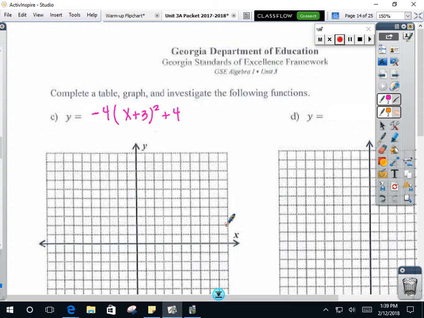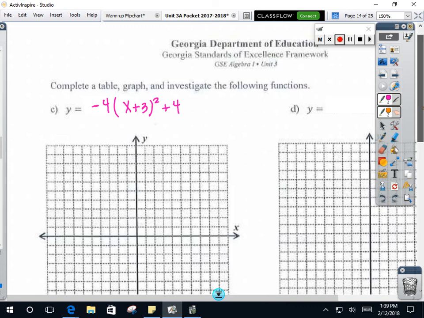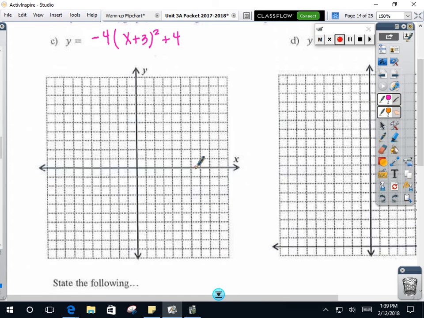Okay, so the first thing I'm going to do is get my vertex on here and my axis of symmetry before I even use the calculator. What is the A value? Negative 4. Tell me what that will do to the parabola. 4 is greater than 1. It'll be a vertical stretch.